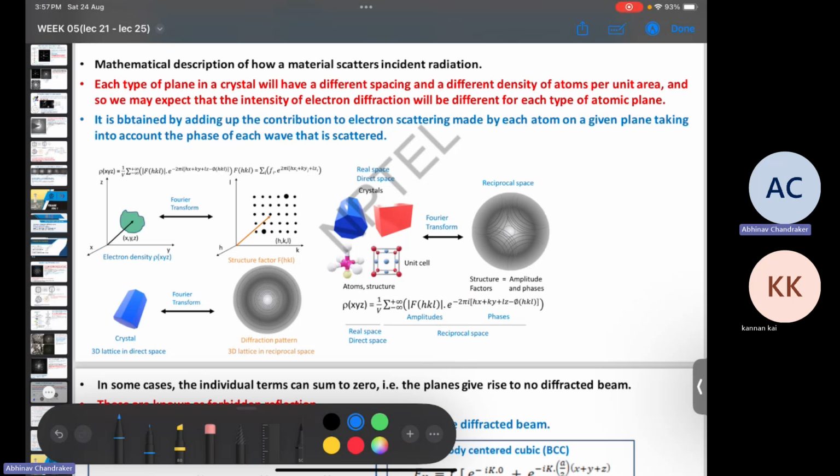And if we want to get the intensity of the diffracted beam from a particular lattice plane, then we'll have to add up the contributions of scattering due to each atom which makes up that plane, and also account for the phase of the wave that is scattered by each of these atoms while you are adding up their contributions. So both the amplitude and phase have to be considered here.